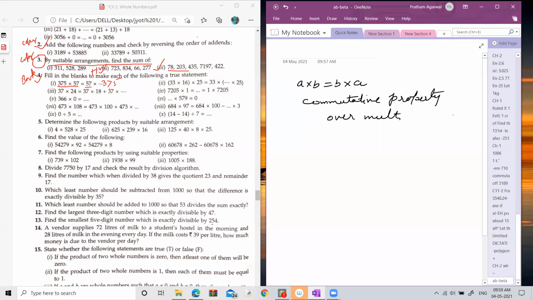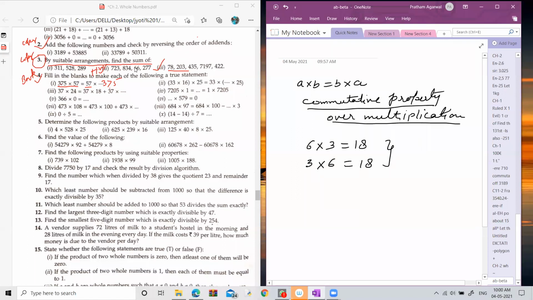Okay? It means if you multiply 6 by 3, how much does it give you? 6 3s are 18. And if you change the order, if you multiply 3 by 6, then again it gives you 18. So this type of property is called commutative property over multiplication. Fine. So that's why you have to write 375 over here.